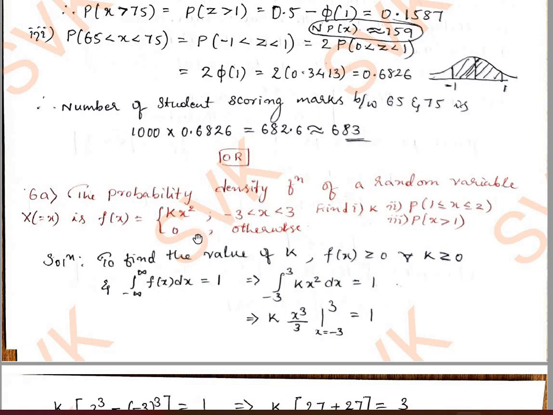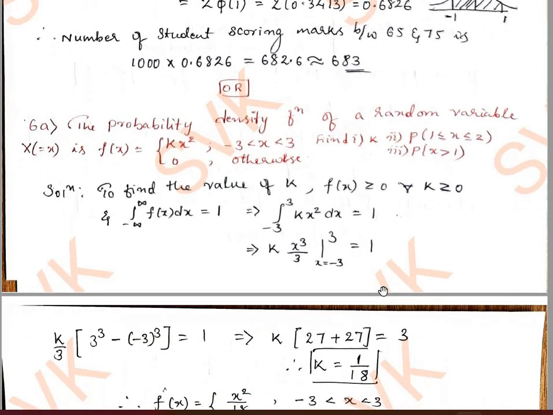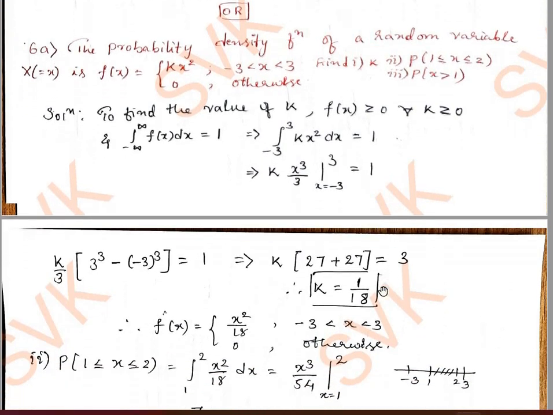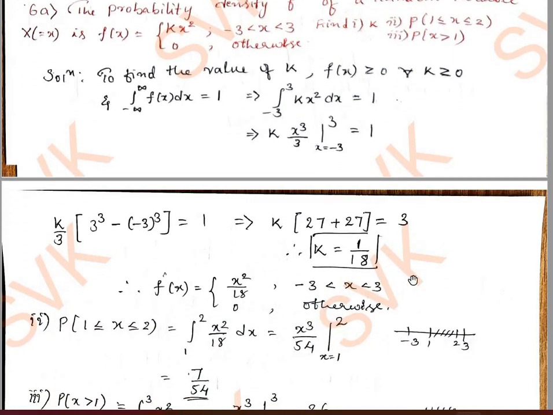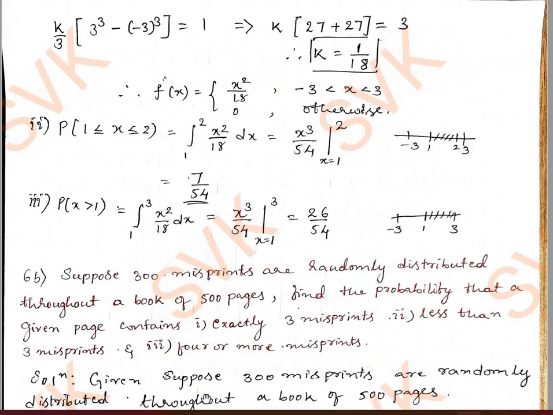As the problem is defined only in the interval minus 3 to 3, we will define that as the integral from minus 3 to 3 of kx square dx equal to 1. Integrating this, we are going to get the value of k as 1 by 18. Substituting that k value, I have redefined f of x here. Then probability of 1 to 2, definitely 1 to 2 lies between minus 3 and plus 3. Therefore substituting that value and integrating, we are going to get the answer as 7 by 54.